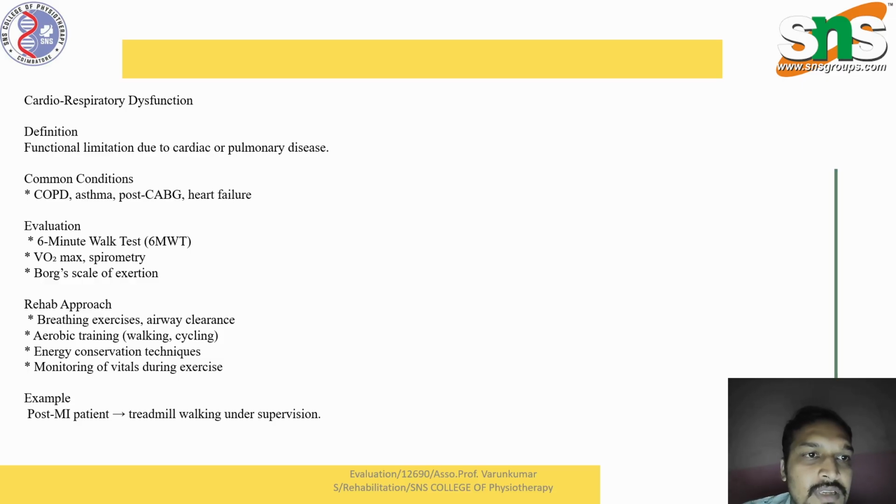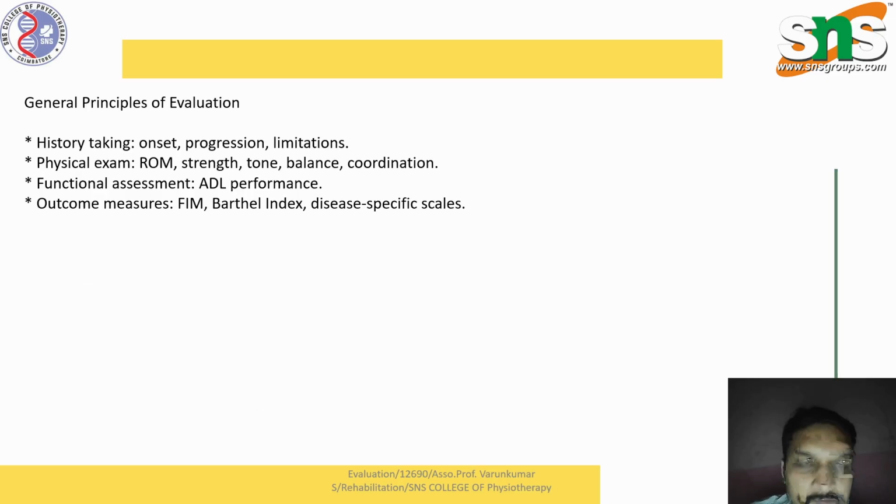Then cardiorespiratory dysfunction: functional limitation due to cardiac or pulmonary diseases. Common conditions involve COPD, asthma, post-CABG, or heart failure. Evaluation may be through the 6-minute walk test, VO2 max, spirometry, or the Borg scale for exercise. Rehab approaches involve breathing exercises, airway clearance, and aerobic training. For example, for a post-MI patient, we can go with treadmill walking under supervision.